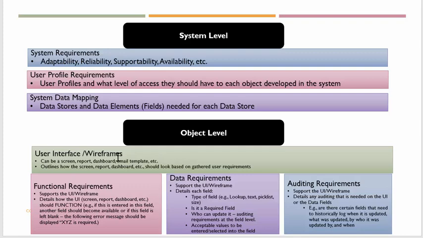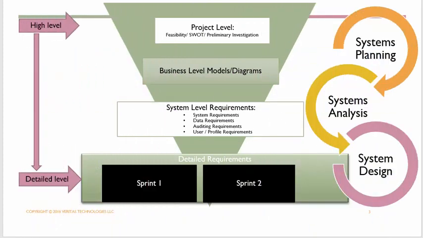that you're defining? So for each user interface wireframe that you are developing, you should have functional requirements, data requirements, and auditing requirements that support that user interface wireframe. And you could have many of these in each one of your sprints that you're developing. So coming back up to our funnel view, when we're developing this section, we are now down in the details.